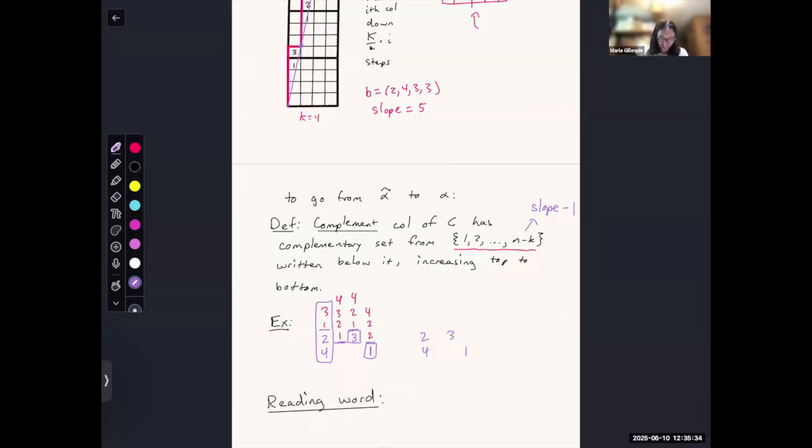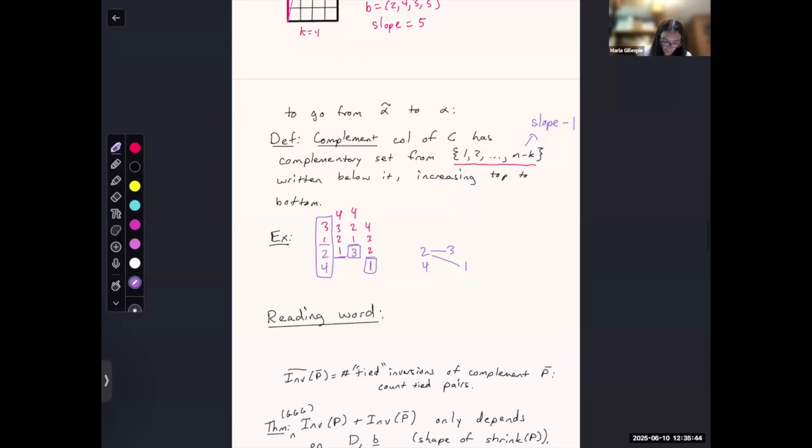So yes, thank you. Okay, so we still have invs, like 2 and 3 form an inv, and 2 and 1 form an inv. The reading word of the complement partition is actually you read right to left from top to bottom, so 3, 2, 1, 4. We're going to need that for going back to this word trivia that I set up in the beginning.